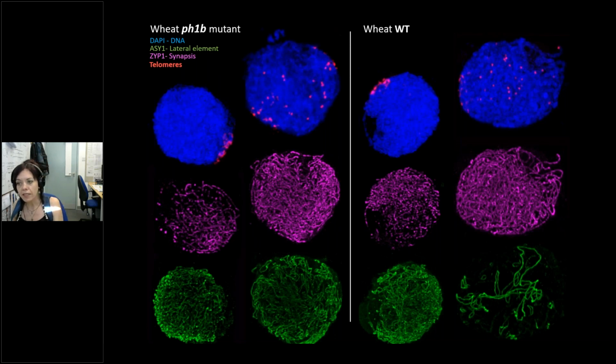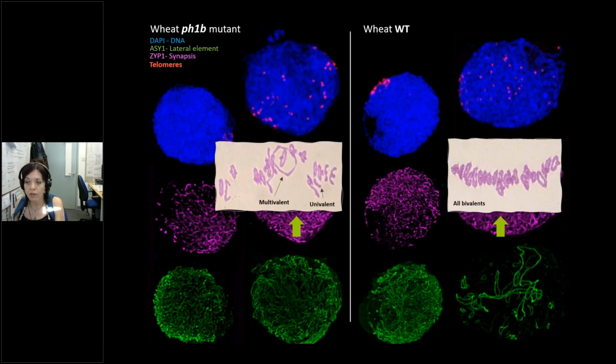And if, as I said before, synapsis at this later stage can happen between chromosomes that are not homologous, then these incorrect synapses allowed in the absence of Ph1 would explain the low level of multivalents and univalents present at metaphase I in wheat itself.